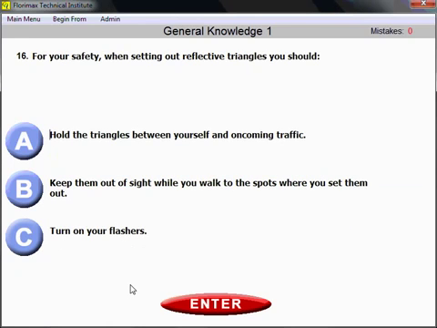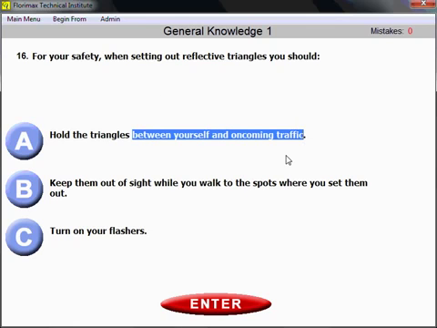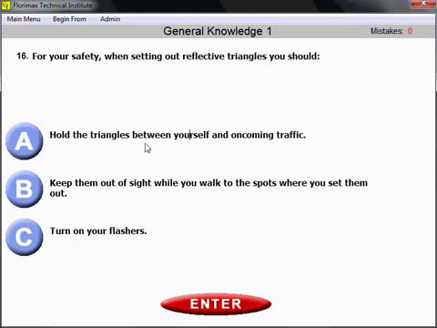Question number 16. For your safety, when setting out reflective triangles, you should hold the triangles between yourself and oncoming traffic. What does it mean? You are not asked how far you need to put your reflective triangles. Actually, there are 3 of them. But you need to remember, you need to put the triangles for safety between yourself and oncoming traffic.